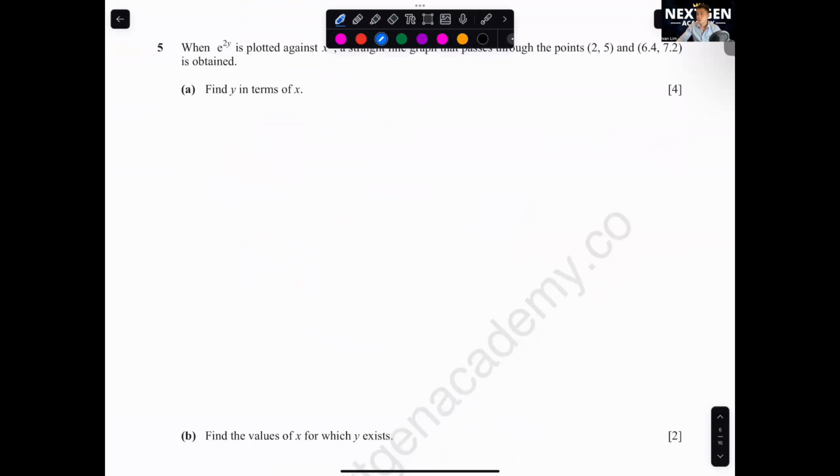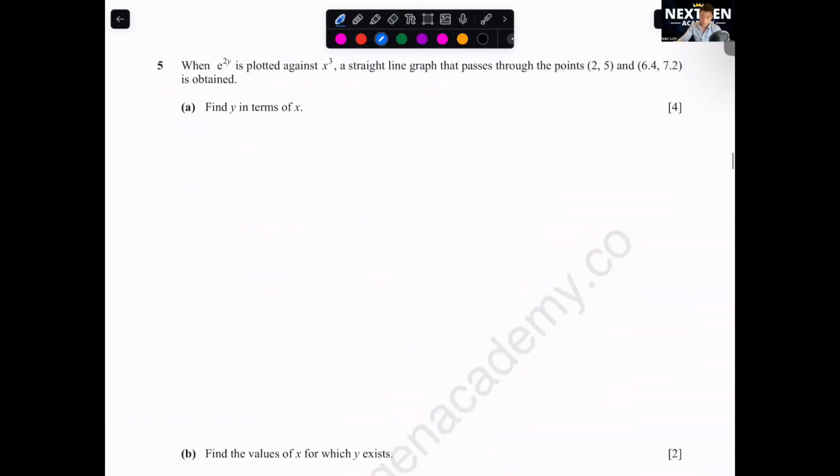Number 5. This is a straight line graph question. When e to the power of 2y is plotted against x cubed, a straight line graph that passes through the points (2, 5) and (6.4, 7.2) is obtained. Find y in terms of x. Okay, this is a big Y equals m big X plus C type of question. Normally, what I like to do, you draw out first. Okay, just roughly do a sketch here.